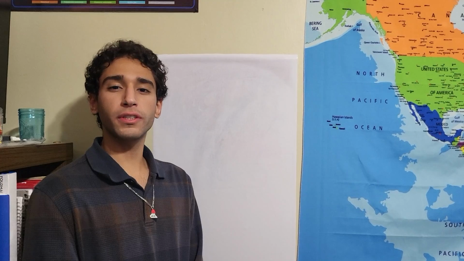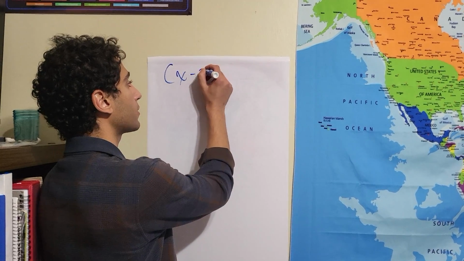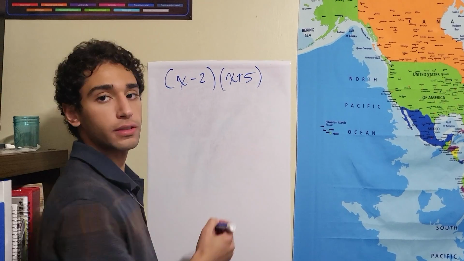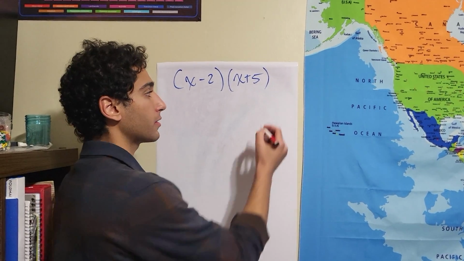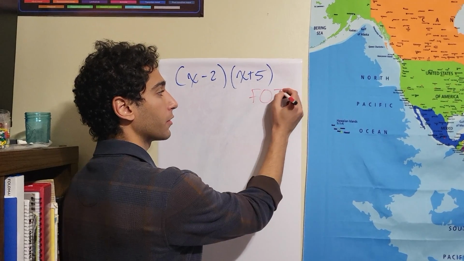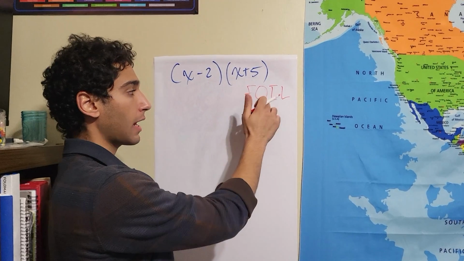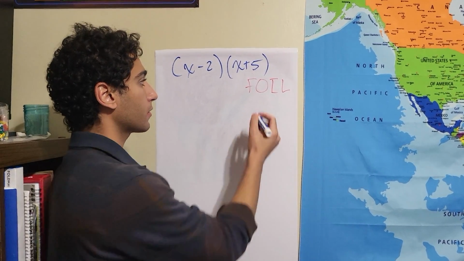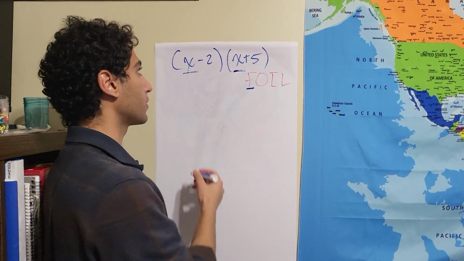First, I'm going to teach you how to multiply binomials. Let's start with this example. We have (x - 2)(x + 5). The method I'm going to use is pretty famous. It's known as FOIL, which stands for first, outer, inner, and last. This means that first we multiply the two terms in front of the binomials.